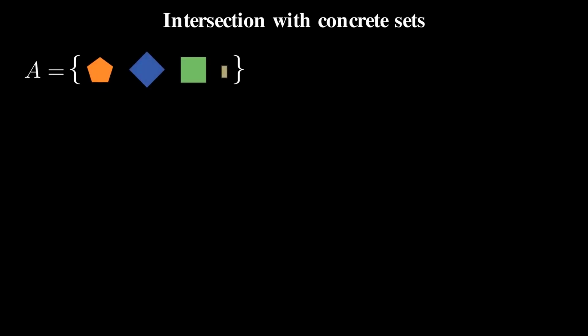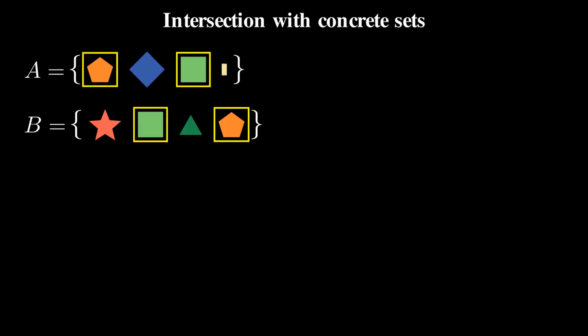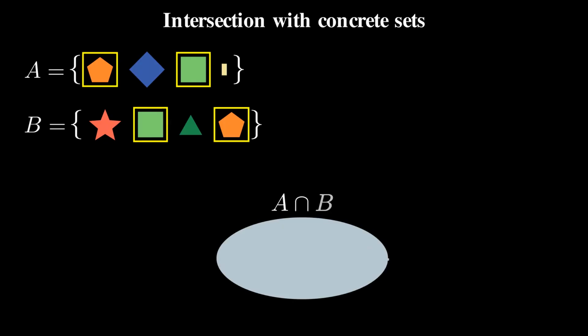Part 2. Concrete sets and Cartesian products. Now let's look at intersection with real set elements, not just shaded regions. Set A contains an orange pentagon, a blue diamond, a green square, and a yellow rectangle. Set B contains a red star, a green square, a green triangle, and an orange pentagon. The intersection of A and B is the elements they share, the orange pentagon and the green square. So A intersect B equals just those two shapes.